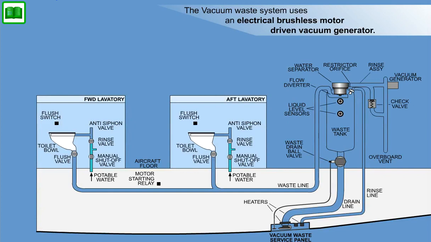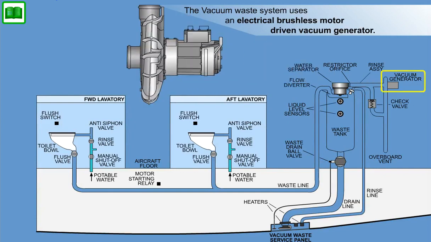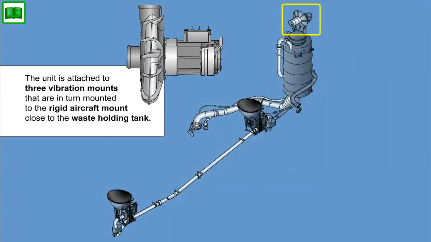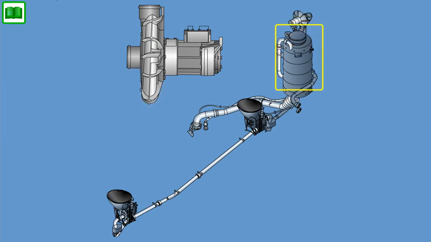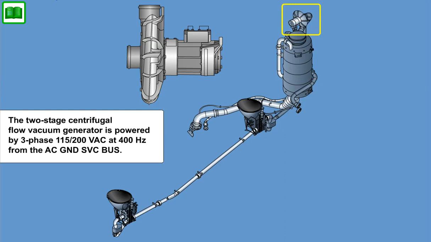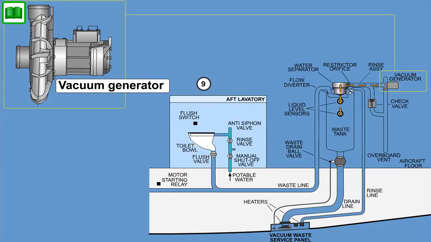The vacuum waste system uses an electrical brushless motor-driven vacuum generator. The unit is attached to 3 vibration mounts that are in turn mounted to the rigid aircraft mount close to the waste holding tank. The 2-stage centrifugal flow vacuum generator is powered by 3-phase 115/200-volt AC at 400 Hz from the AC ground service bus. The vacuum generator only runs for 10 seconds during each low-altitude flush cycle.